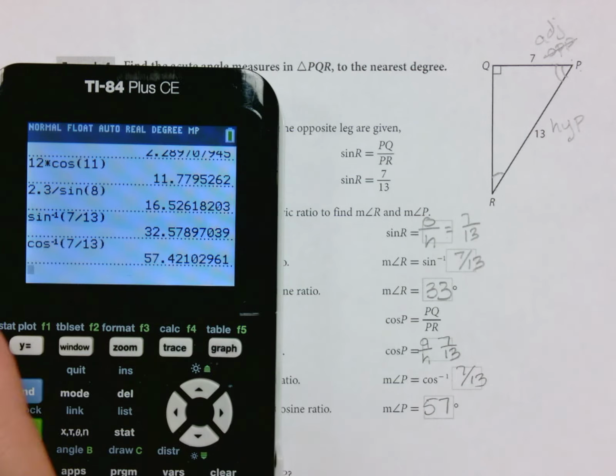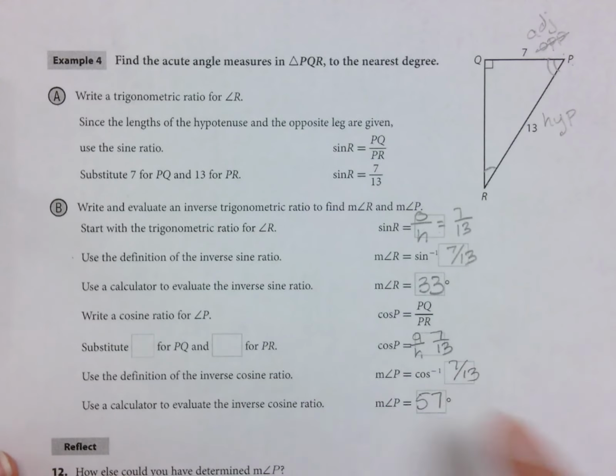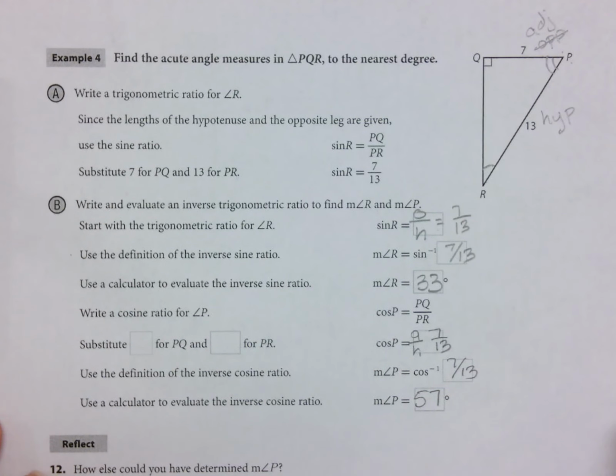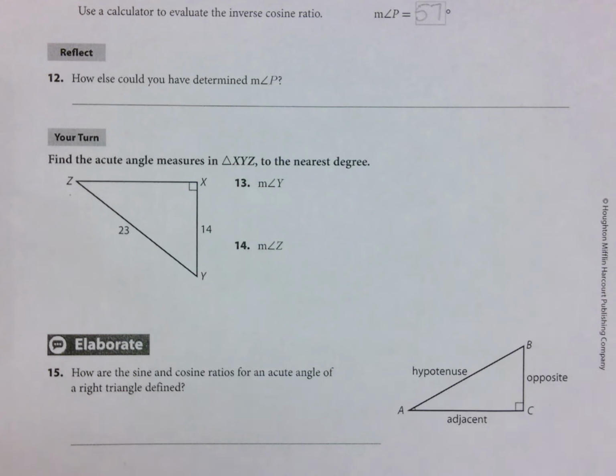Something I want you to consider is, was there another way to find the measure of angle P? Did you have to do a trigonometric ratio to find the measure of angle P? I'm not going to answer that question just yet. I'm going to go down and we're going to work on number 13 and number 14.